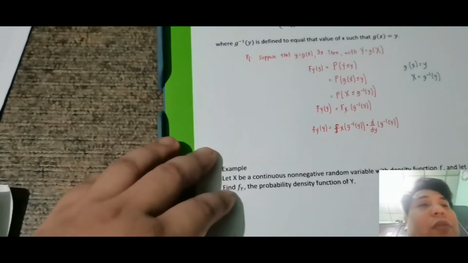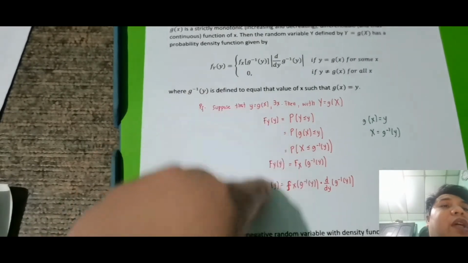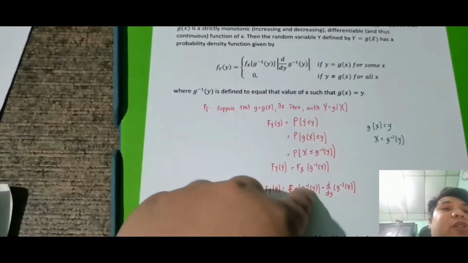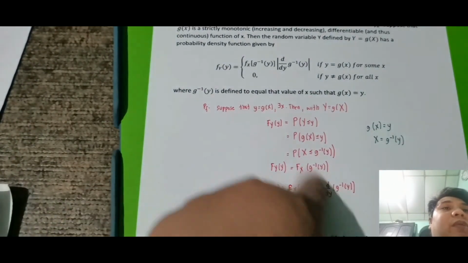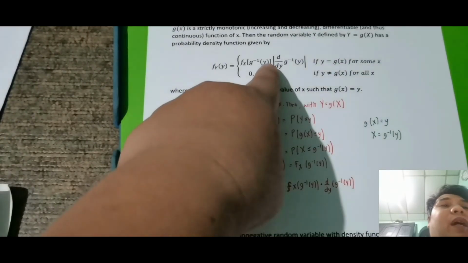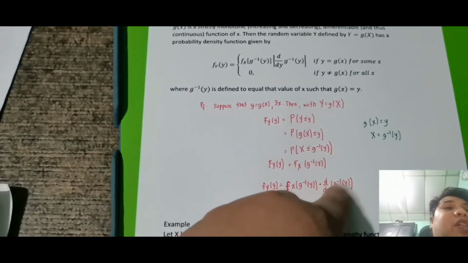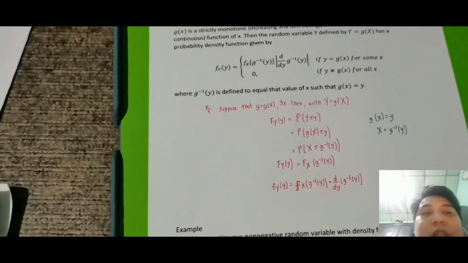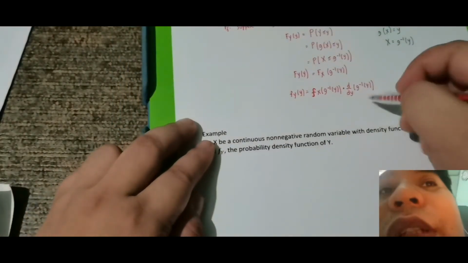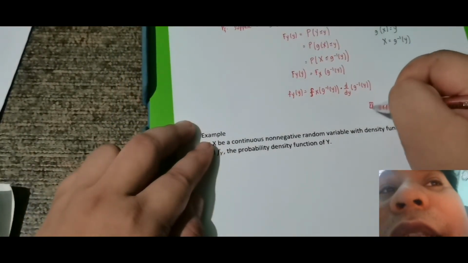Okay, so napapansin mo na ba yun? So, f sub X of g inverse of y multiplied by the derivative. So, ang sinabi lang absolute value, derivative with respect sa y na g inverse of y. Okay? So, therefore, this is just true. So, therefore, this is done. So, nakuha ko yung goal ng theorem.